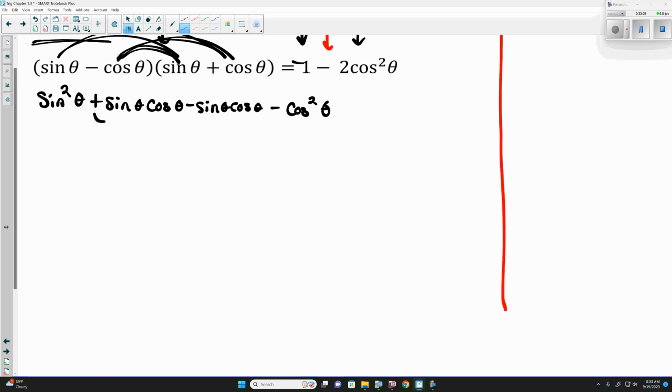Now the middle term is gone. Sine times cosine minus sine times cosine, that's the same thing, so they're out. So what we're left with is sine squared minus cosine squared of theta, yes? And this next part is really where the student last year said it felt like cheating. It's like, well, I need this completely in terms of cosine, yes?